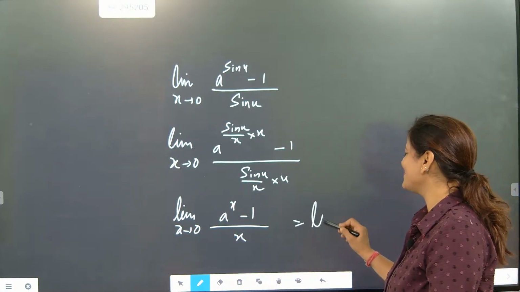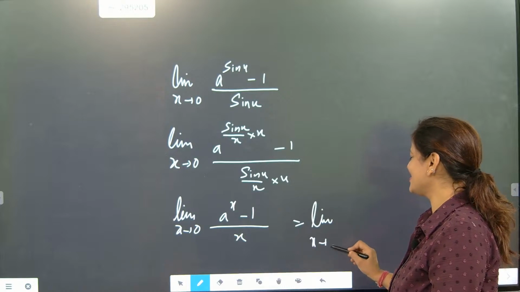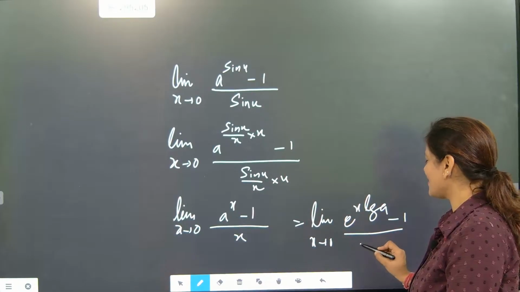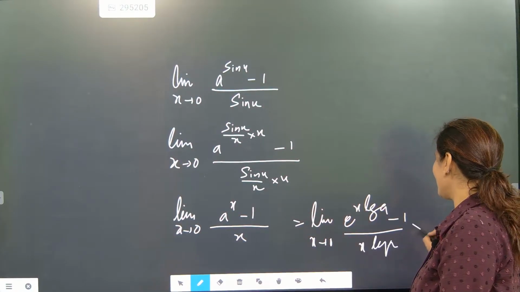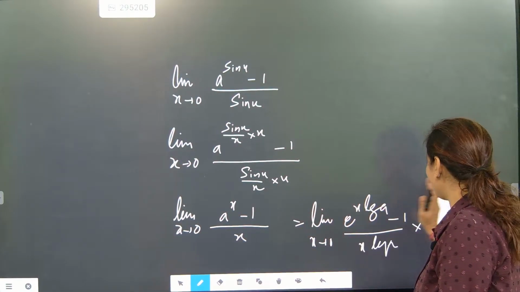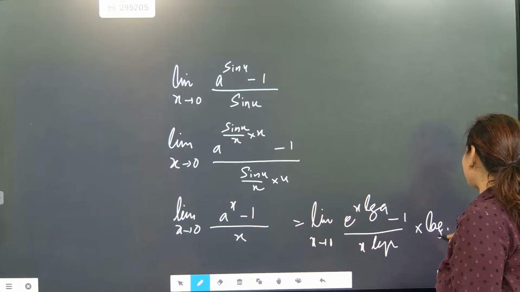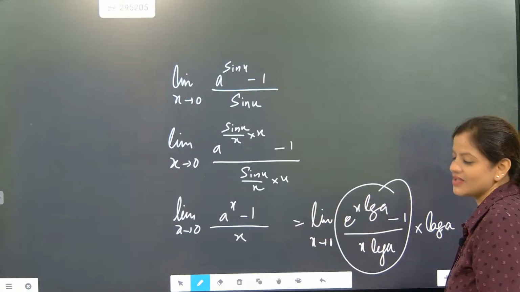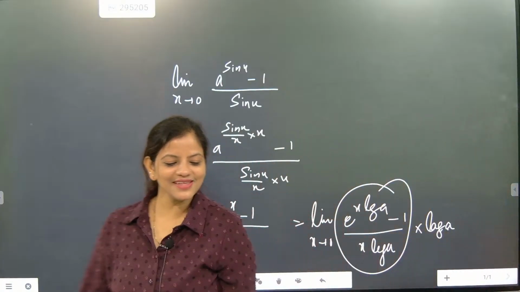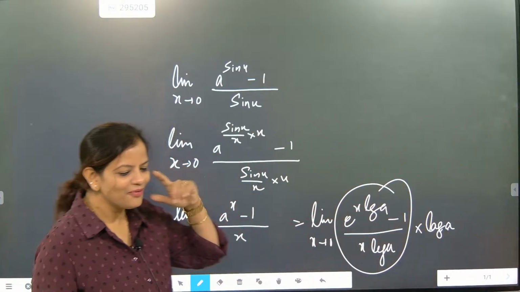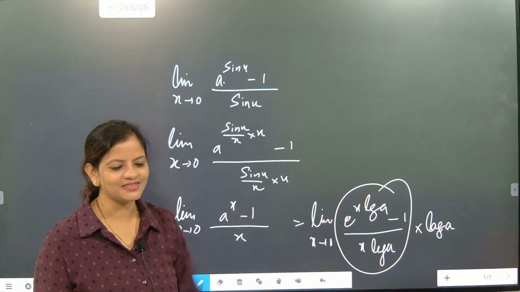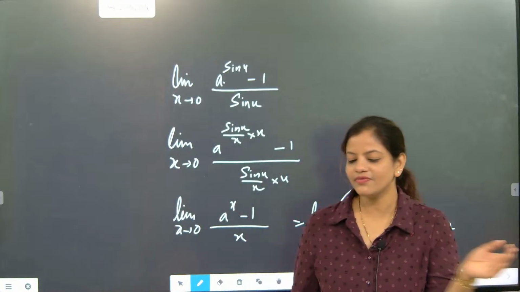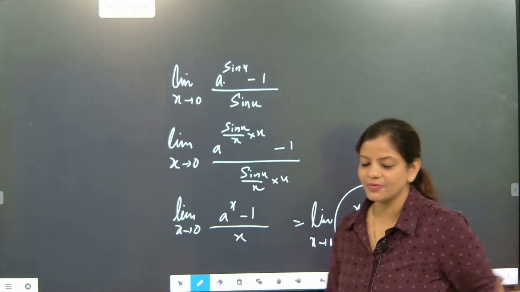Now this will become limit x tends to 0 e to the power x log a minus 1 by x, multiply log a and log a. So this part will become multiplied by log a and here also log a. So this section will become 1, so the answer will become log a. Means I am using another concept like, okay, whatever is the base, log a will become the answer. See, this is exactly the speciality of this type of questions. You need to understand whatever variable is given, that will become your answer.